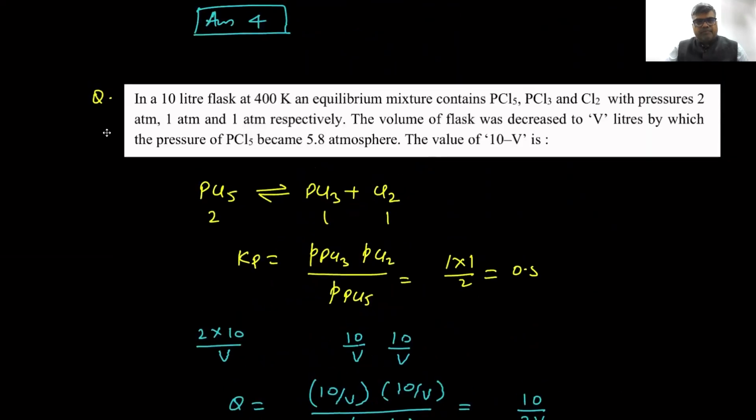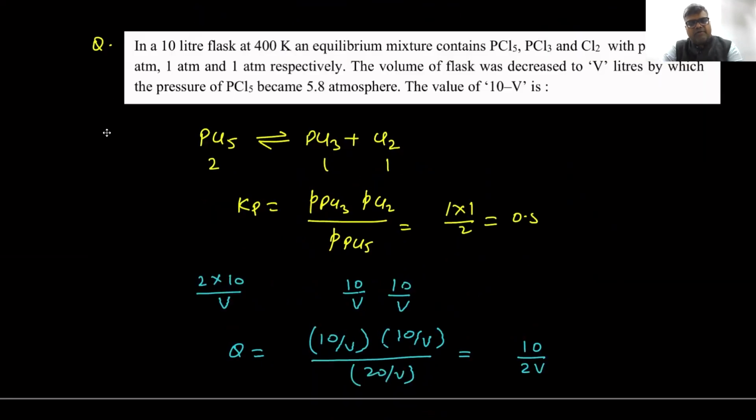One thing: by change of volume, partial pressures of all the substances are affected. Then you have to check Q. With Q, you have to decide whether it will shift in the forward direction or the backward direction. And once it is decided, in the backward direction, you have to apply the equation. One more concept we have used, that is PV equal to constant, which is a stoichiometric thing. I have used it over here.